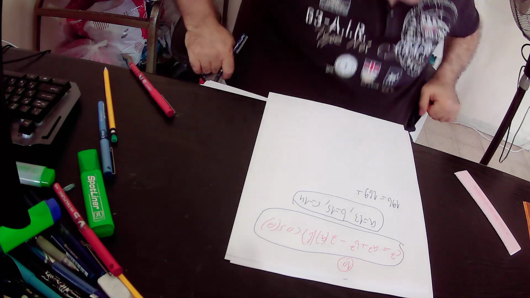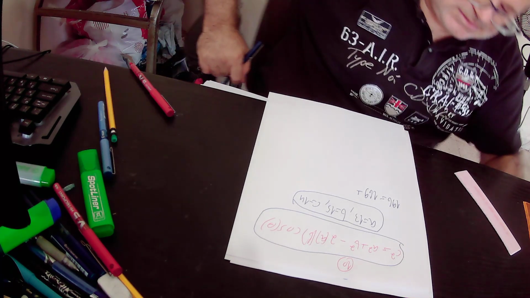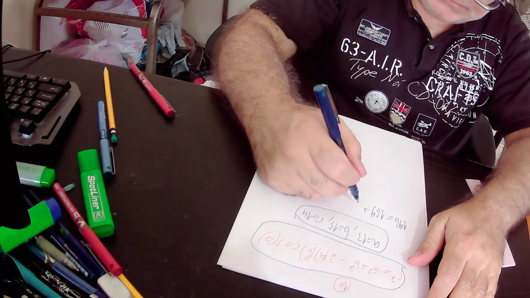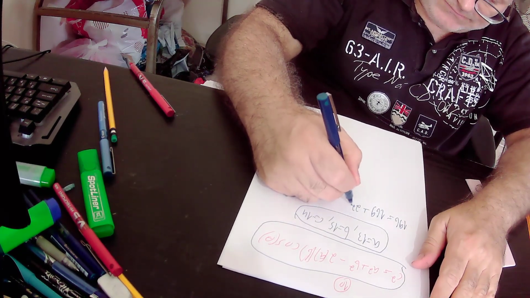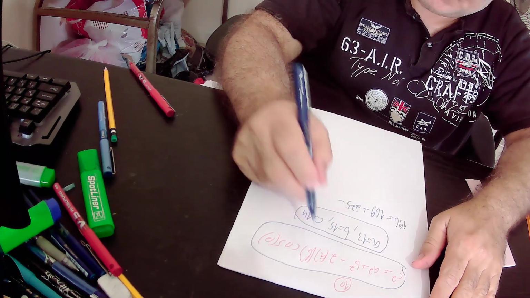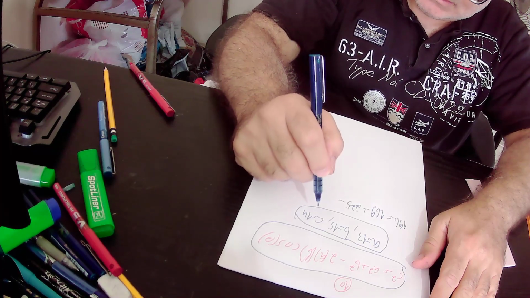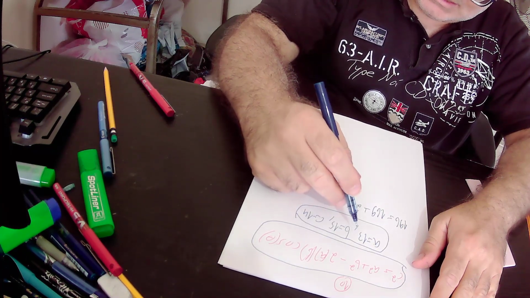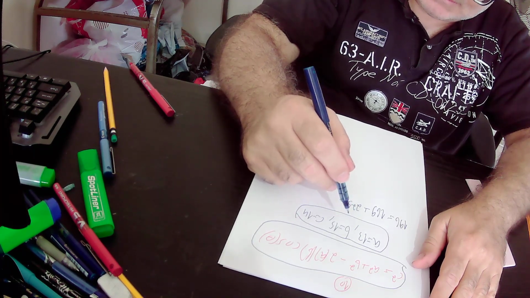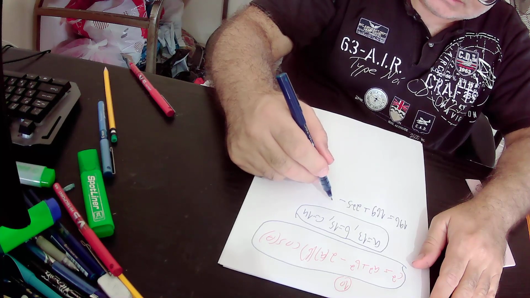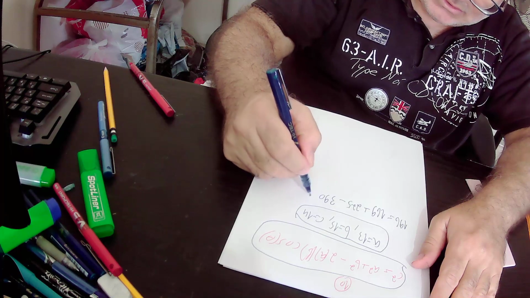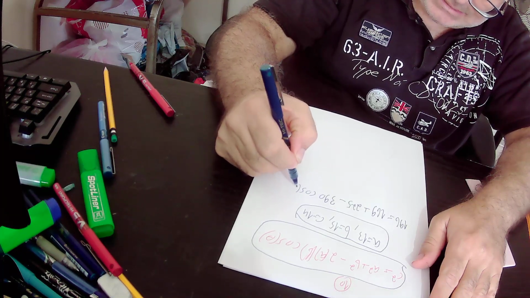B equals 15 units, so b squared is 15 squared, and 15 squared is 225, minus 2 times a times b times cosine theta. A is 13, b is 15, so 2 times 13 times 15 is 390, so it is minus 390 cosine theta.